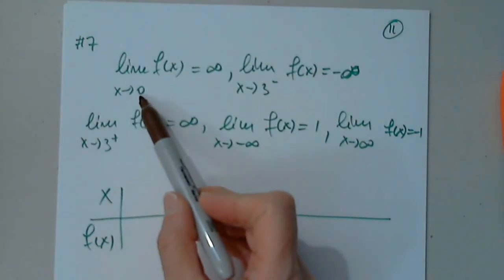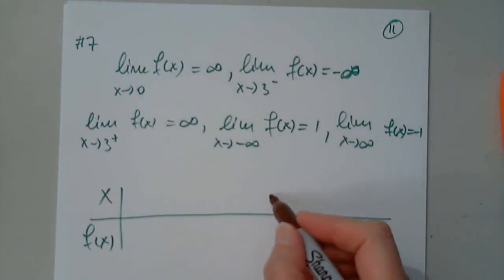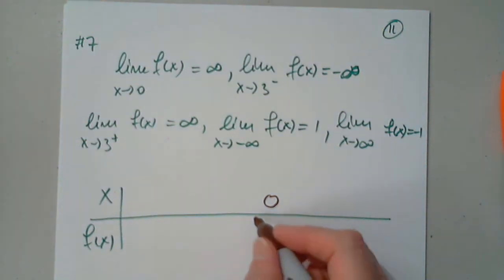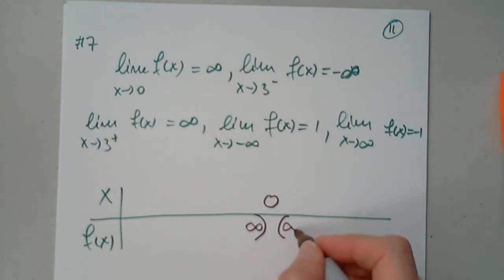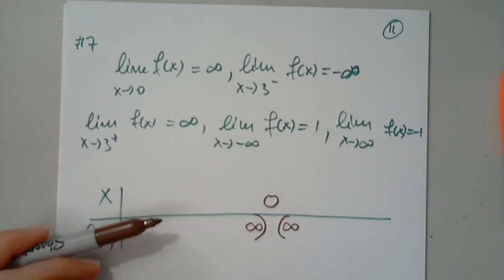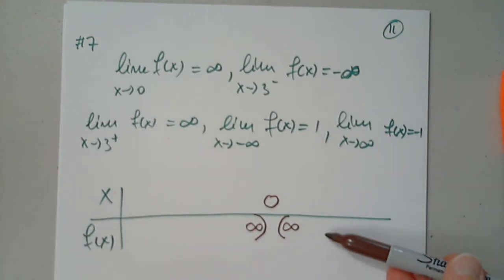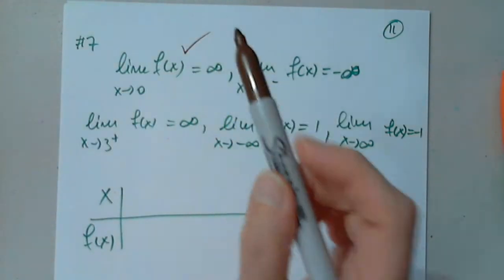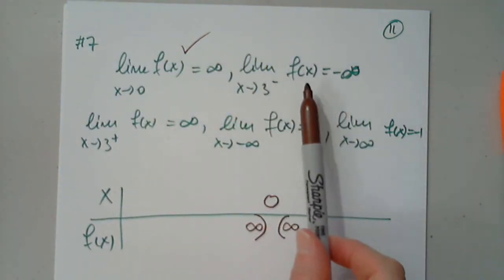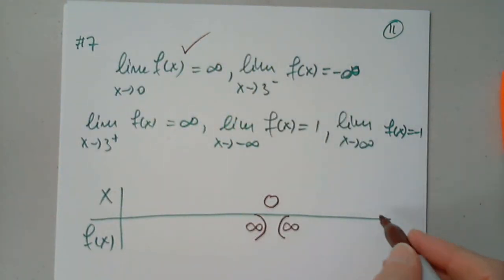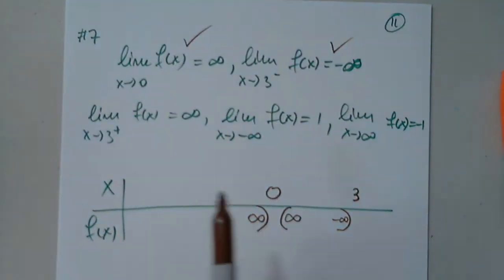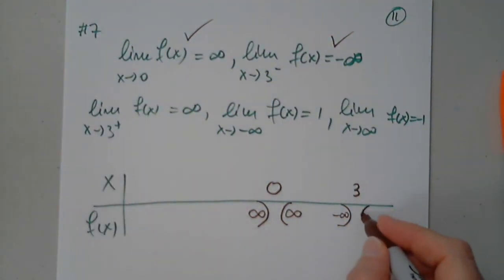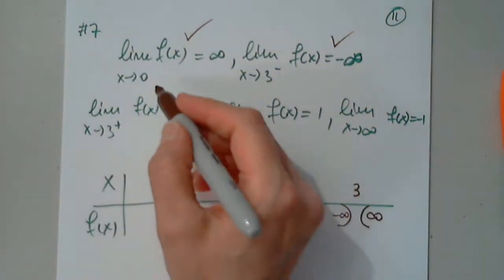As x approaches 0 from either side, infinity. As x approaches 0 from the left, infinity; 0 from the right, infinity. Done. A limit as x approaches 3 from the left. Okay, 3 from the left, negative infinity. Done. 3 from the right, infinity. Done.